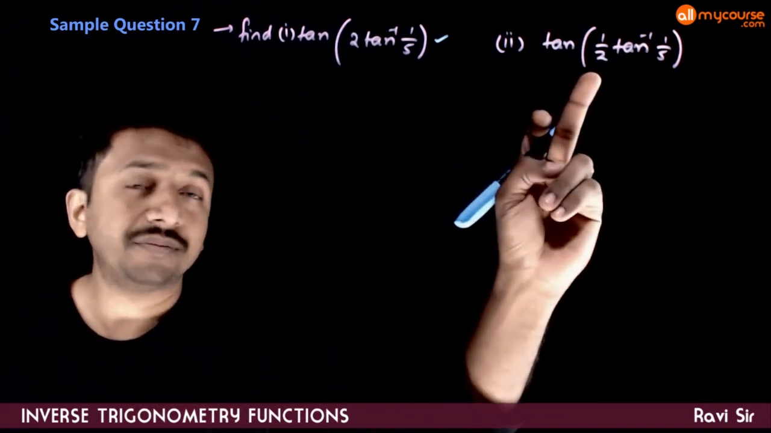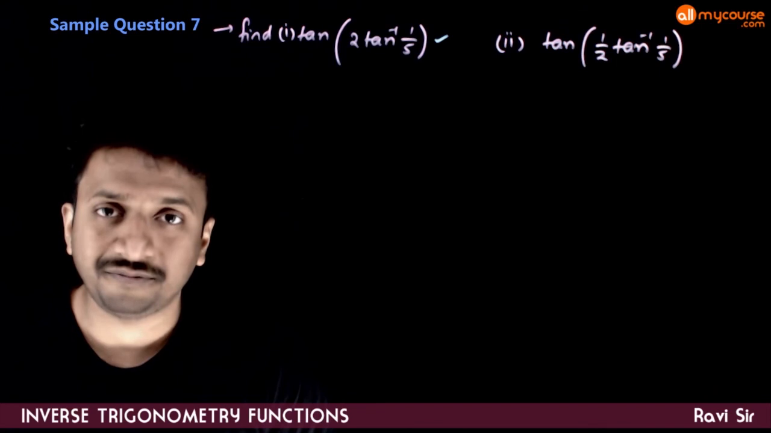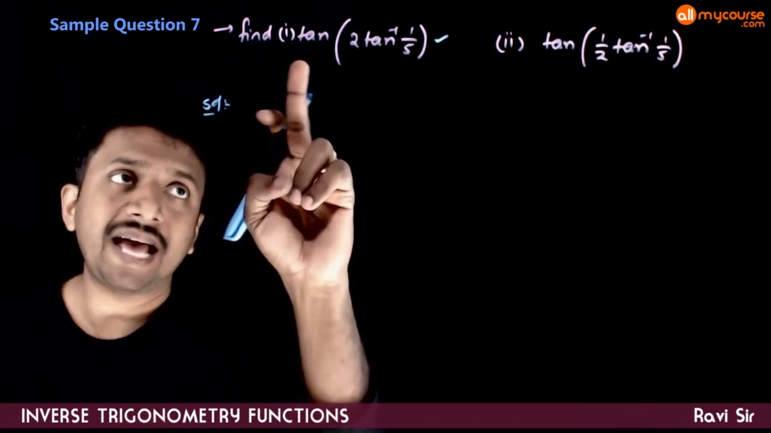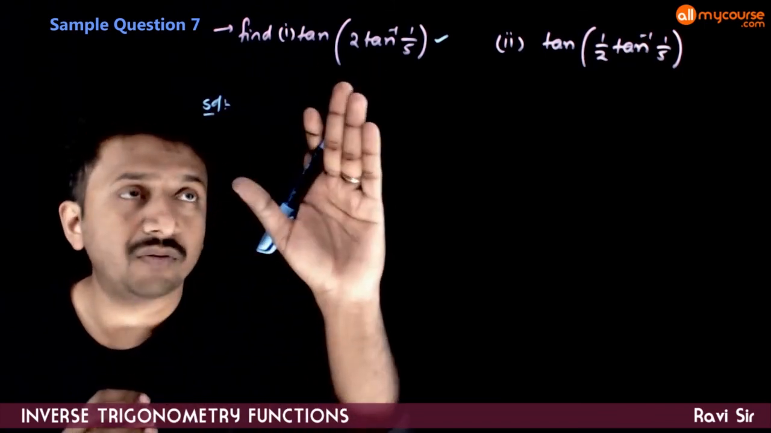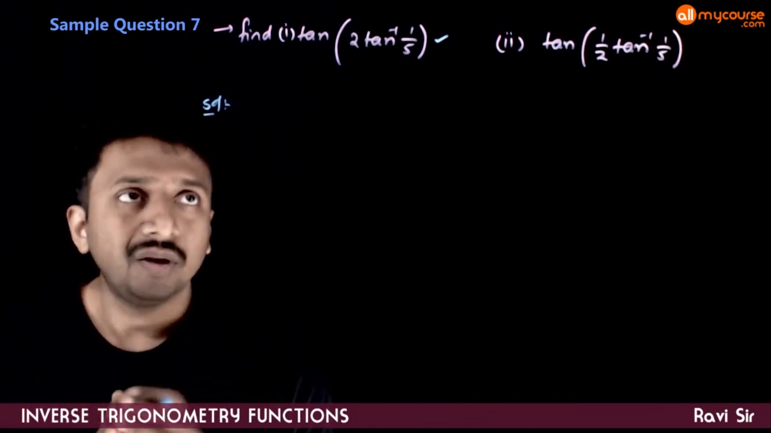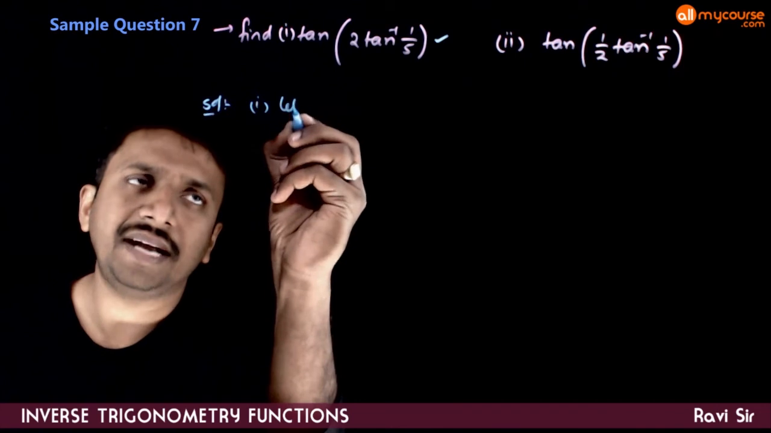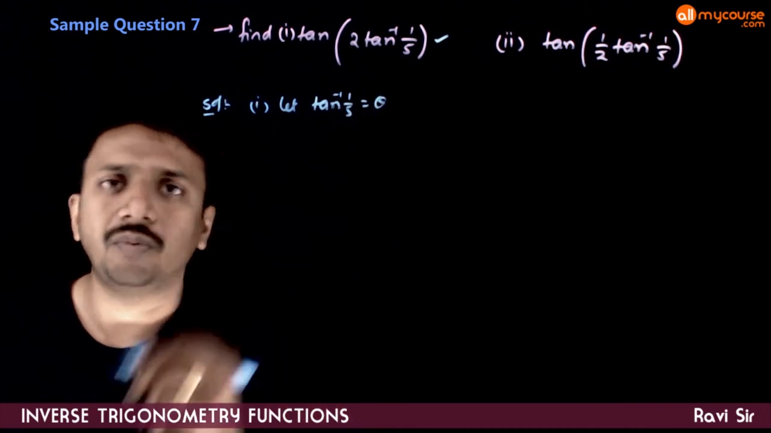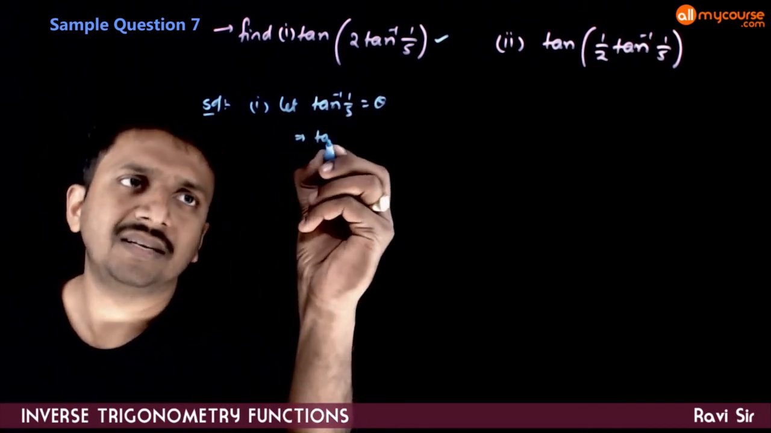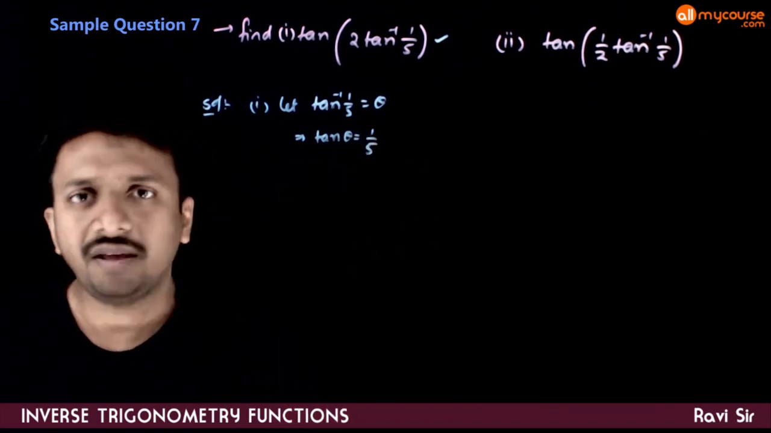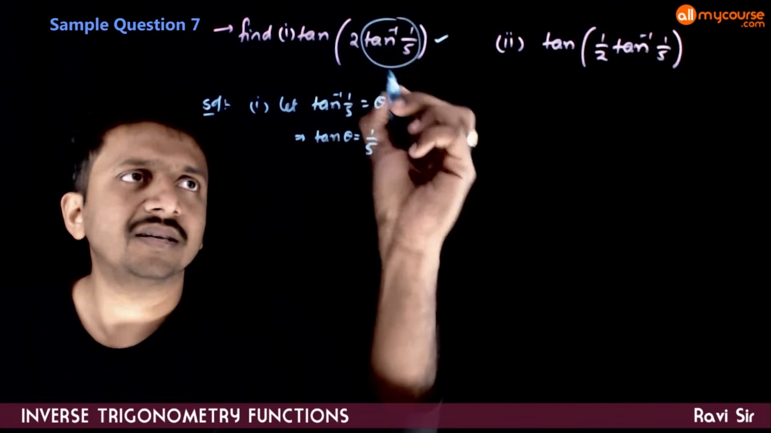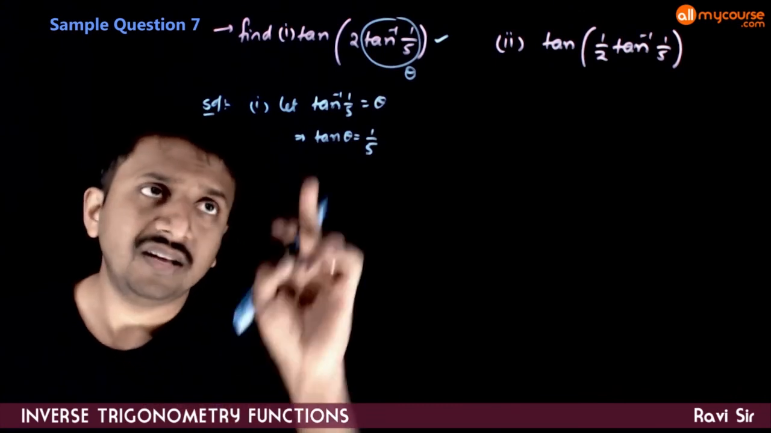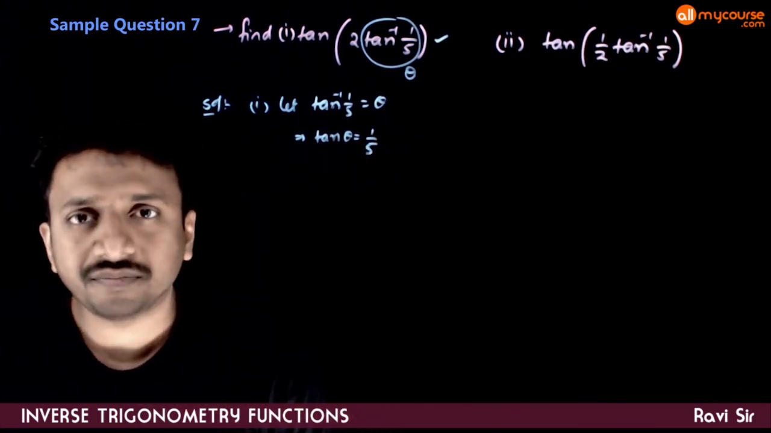In this question, you are asked to find the values of tan of 2 tan inverse 1 by 5 and tan of half tan inverse 1 by 5. So how do we do this? So tan of 2 tan inverse 1 by 5. So for questions like this, we have a very general method. We start with, let whatever is given here, tan inverse of 1 by 5 be equal to theta. And this implies tan theta is equal to 1 by 5. So if tan inverse 1 by 5 is equal to theta, then tan theta has to be equal to 1 by 5.